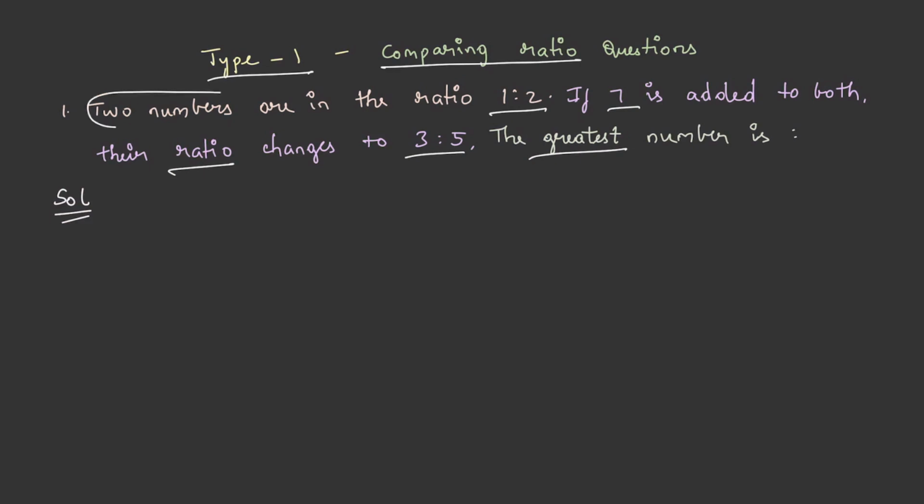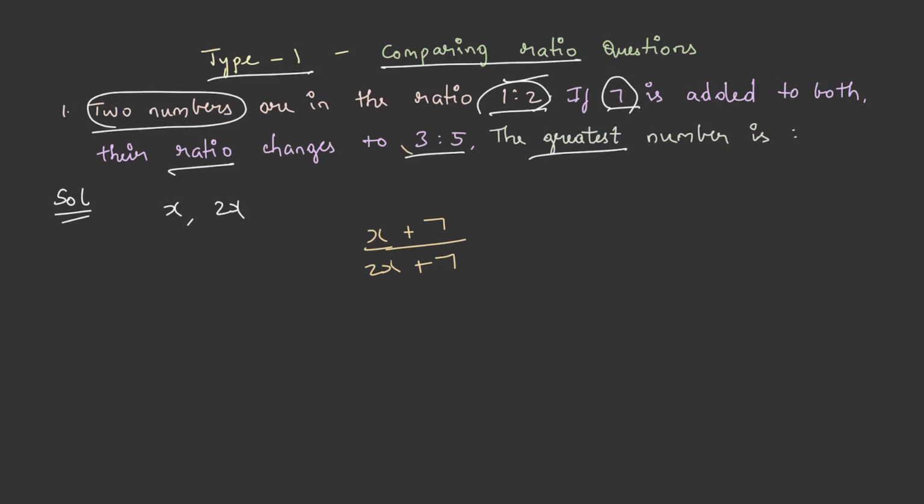It is given that two numbers are in the ratio 1:2. So let's assume the two numbers as x and 2x, as the ratio is given as 1:2, and 7 is added to both the numbers. Therefore, x by 2x, and 7 is added to both the numbers. So x plus 7 by 2x plus 7 is what we have achieved.